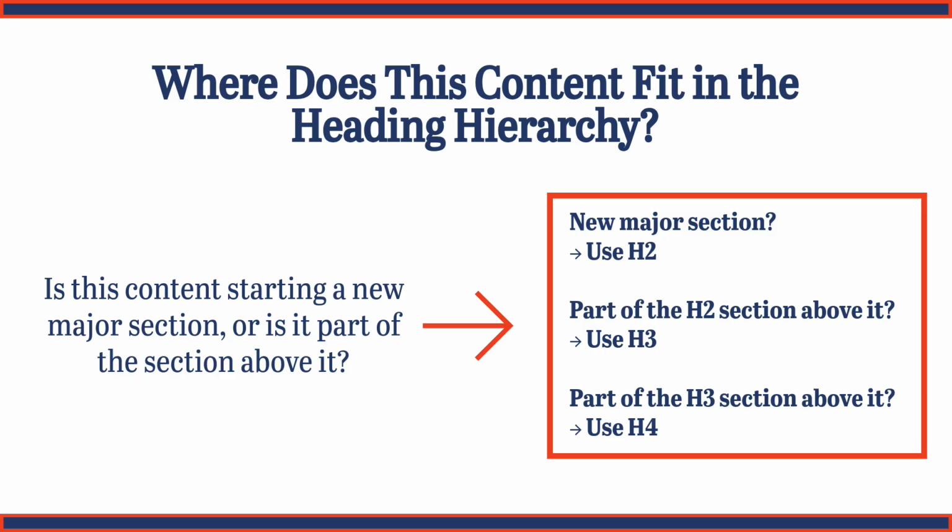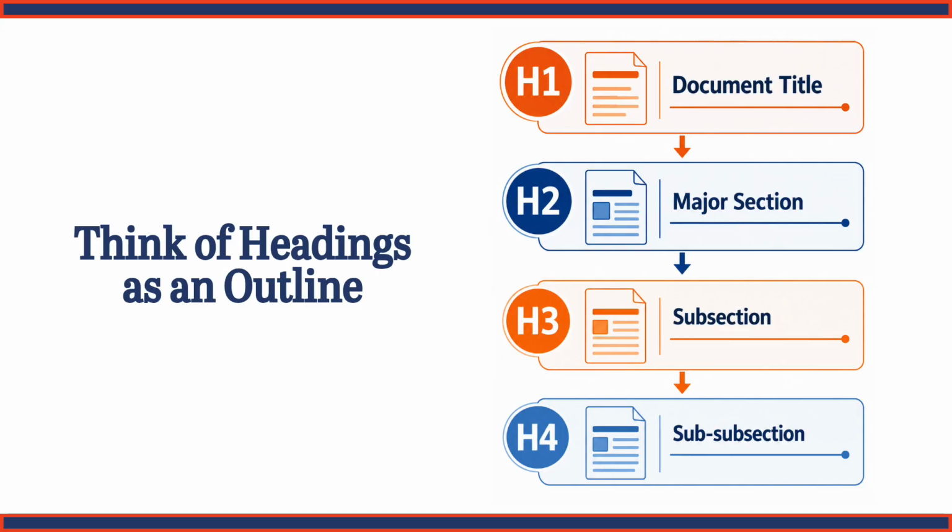If it's a new major section, use another Heading 2 tag. If it's part of the section above, use a Heading 3 tag. And if it's part of that Heading 3 section, use a Heading 4 tag and continue the hierarchy as needed. Thinking of headings as an outline rather than just formatting makes it easier to choose the correct heading level and create a document that's organized and accessible.